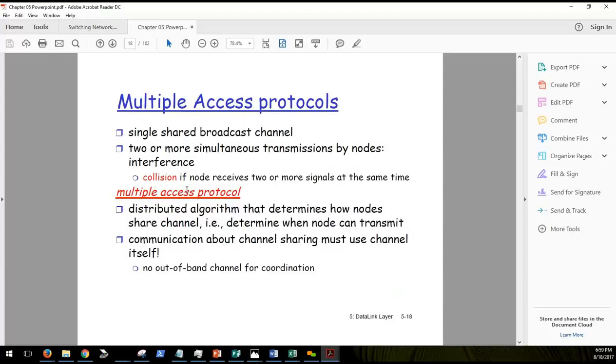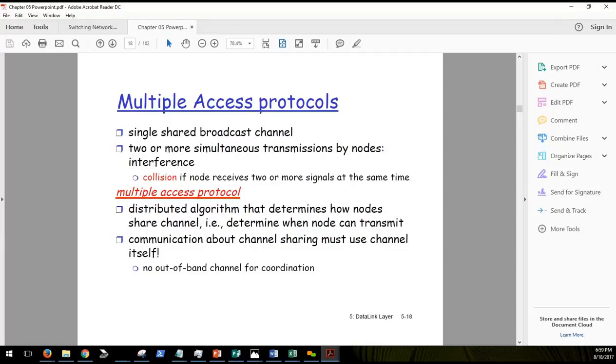In either case, we've got a single shared broadcast channel. Two or more simultaneous transmissions by nodes create interference, and we often describe this interference as a collision. If a node receives two or more signals at the same time, it is identified as a collision, which forces the transmitting nodes to retransmit. A multiple access protocol is a distributed algorithm that determines how those nodes share the channel, and determines when a node is allowed to transmit.